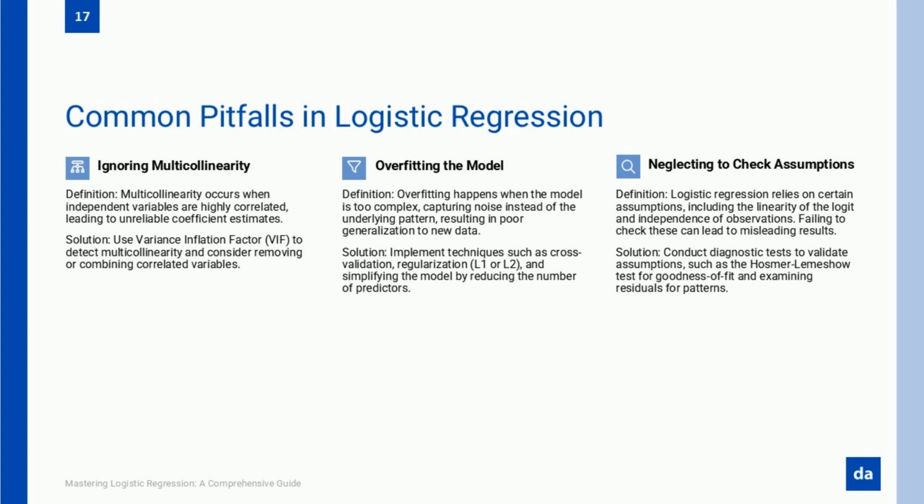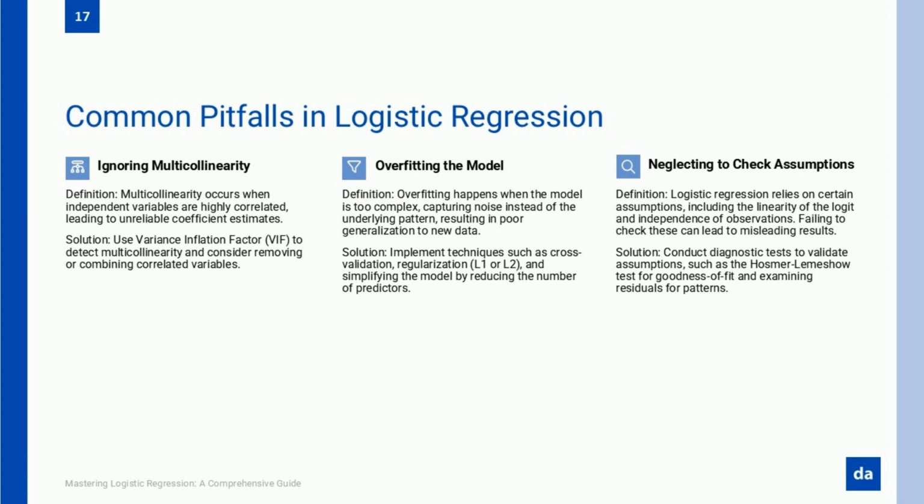Next, overfitting. This is like a student who memorizes every past exam question but has no idea how to apply the knowledge. An overfit model performs amazingly on training data, but falls apart when faced with new, unseen data. The solution? Use regularization techniques like lasso (L1) and ridge (L2) to prevent the model from becoming too complex, and always validate it using cross-validation.